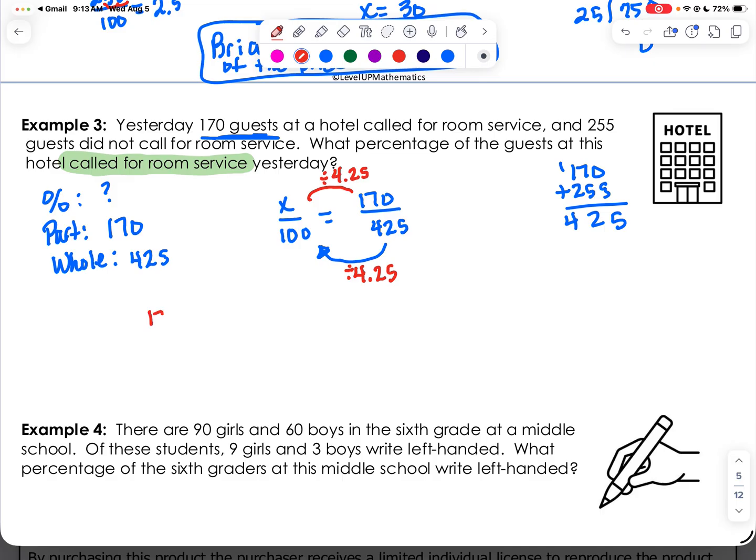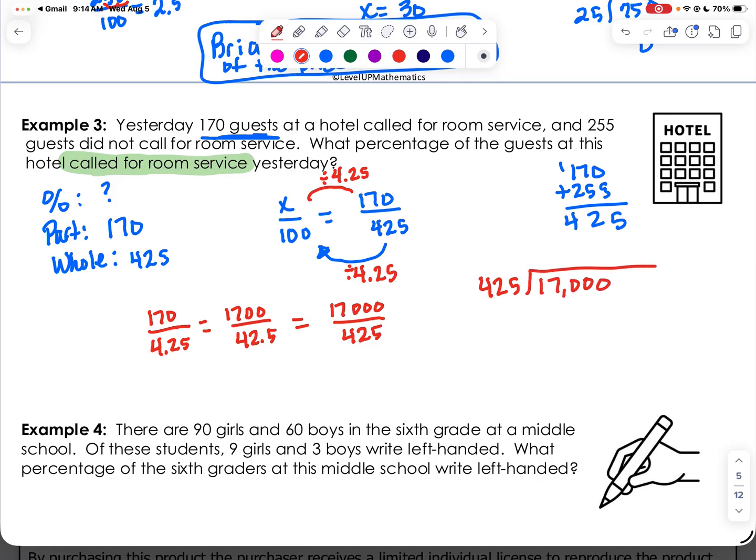So 170 divided by 4.25 is equal to 1,700 divided by 42.5, which is equal to 17,000 divided by 425. So that's what we're going to divide. So I'm going to use a little ratio table here. Let's see, 425 goes into 17,000. Let me use a little ratio table on the side to figure out how many times 425 will go into 1,700.